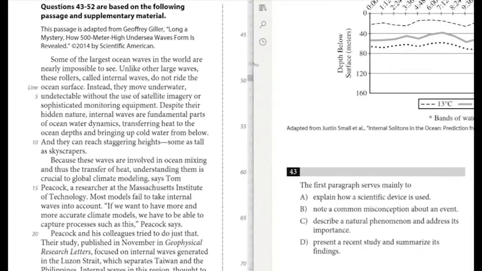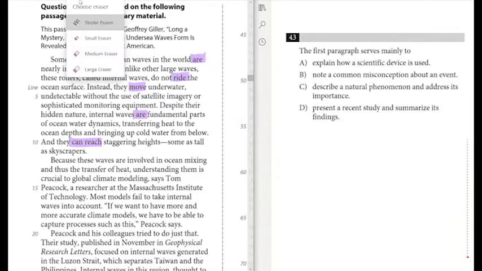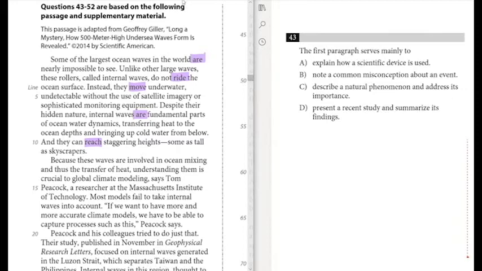Question 43. The first paragraph serves mainly to do what? Let's go ahead and focus on verbs so that we can get a nice clear understanding of what this paragraph does. Some of the largest ocean waves in the world are impossible to see. Unlike other large waves, these rollers do not ride the ocean surface. Instead, they move underwater undetected. Despite their hidden nature, these waves are fundamental parts of ocean water dynamics. They can reach staggering heights, some as tall as skyscrapers.